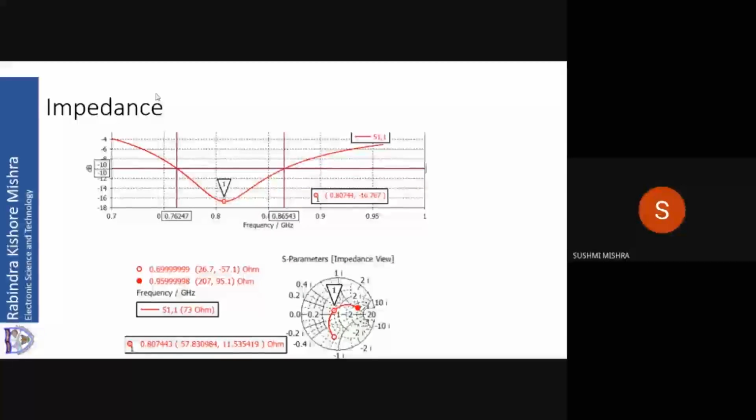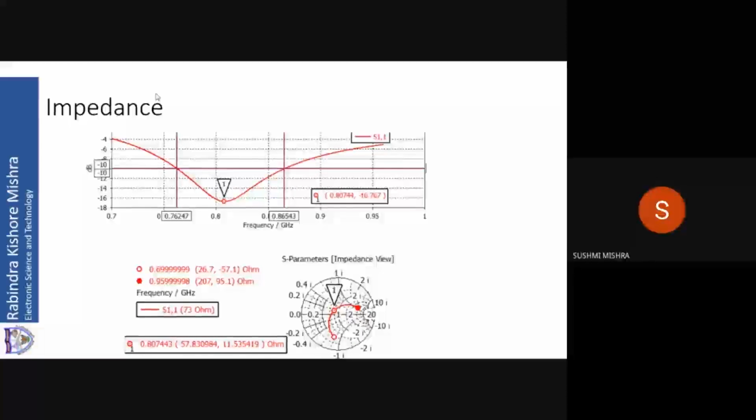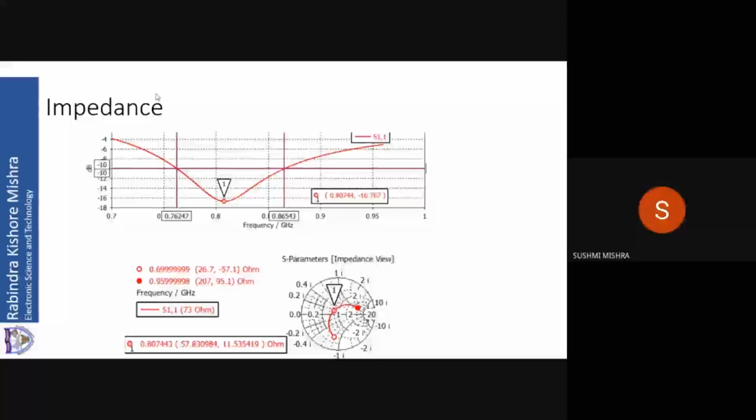Okay, so here in this GSM band, I am looking at the impedance from 0.7 to 1. So everything is taken care of. 830 to 960 is taken care of, right? And you see the S parameter here.